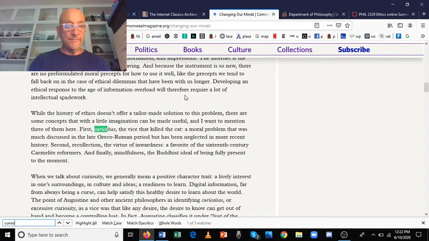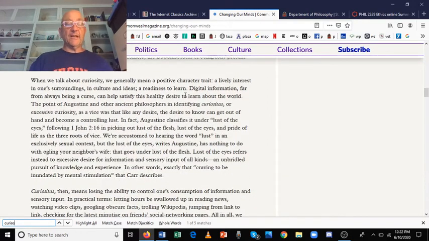Curiosity. And she says, notice right there in the paragraph, it is a positive character trait. Normally when you say someone's curious, you're paying them a compliment, right? Unless you're saying curiosity killed the cat. That's the excess part. Sorry, cat lovers. She defines it as a lively interest in your surroundings and readiness to learn.